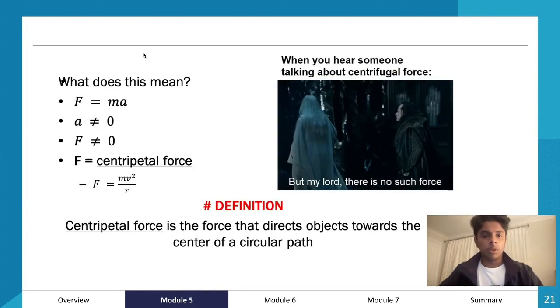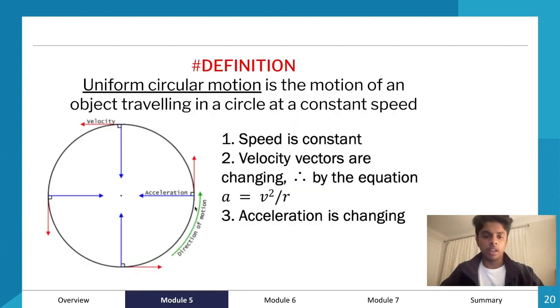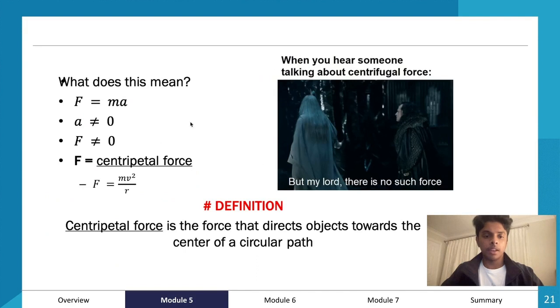So what does this mean then? F is equal to ma, acceleration is not equal to 0, force is not equal to 0, because again, direction is changing. So there's going to be a net force, and that net force is what we call centripetal force. So the net force inwards is what we're going to be calling centripetal force. That will be denoted by F is equal to mv squared over r, right?